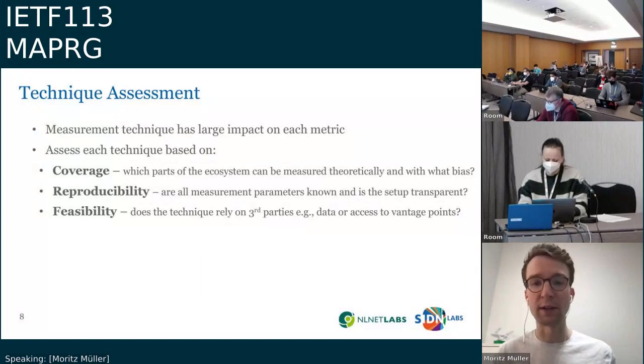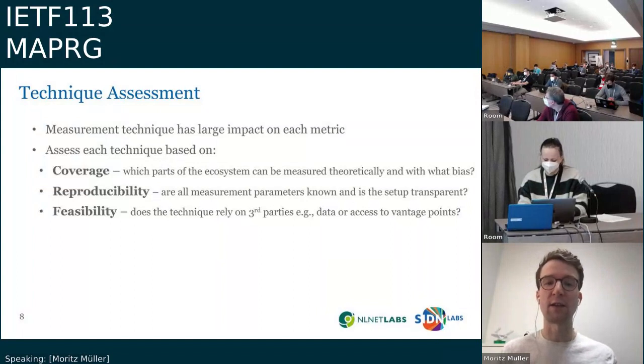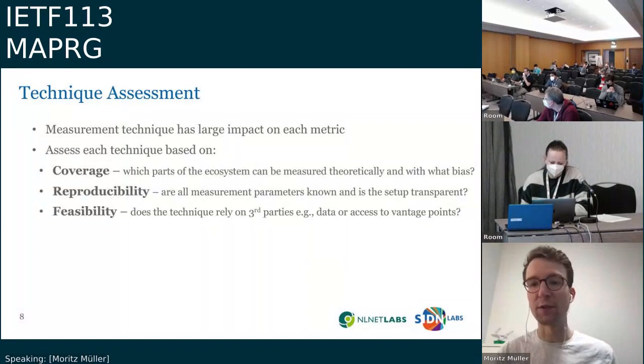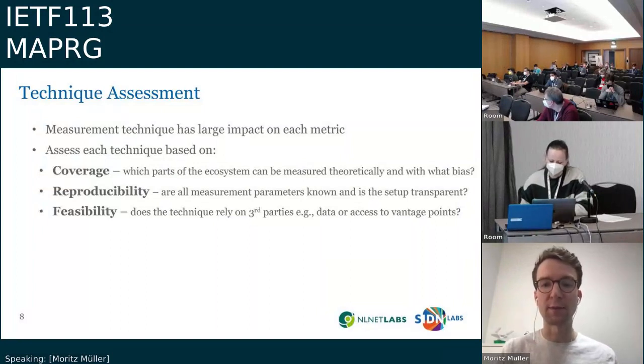These include, in our opinion, the reproducibility: to what extent are the parameters known of the different measurement techniques, and can we reproduce the results independently, and also whether these measurement techniques are actually feasible to roll out at a larger scale. So for example, of course, it is not very hard to measure the DNSSEC deployment of domain names if you have access to all the zone files, but the chance that you have access to all the zone files is not very likely. So we also want to take this into account when assessing the different measurement techniques.